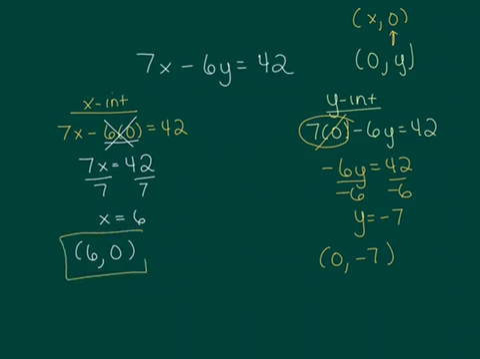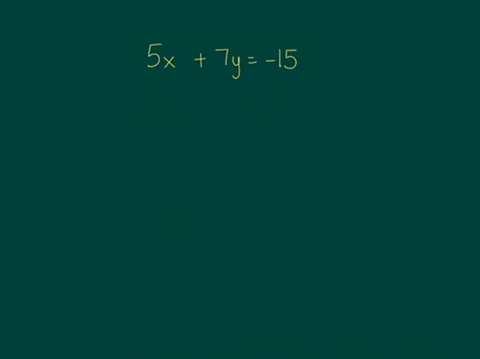So here is my X-intercept, and here is my Y-intercept. They're two separate points, so we can't just combine those and write it as 6, negative 7. Don't do that, because that means it's just one point. They're two separate points, two separate ordered pairs. All right, let's look at another example.